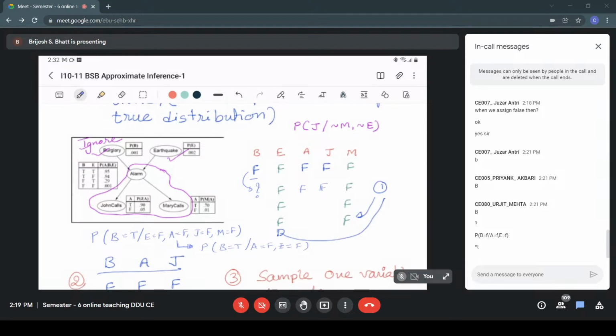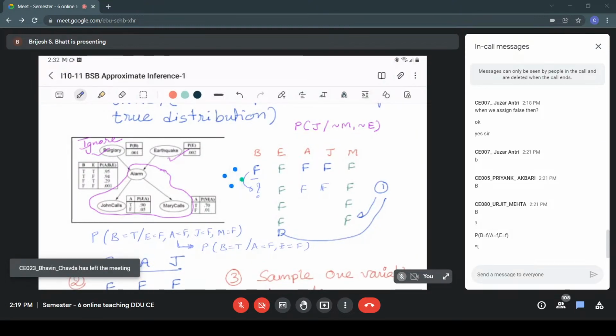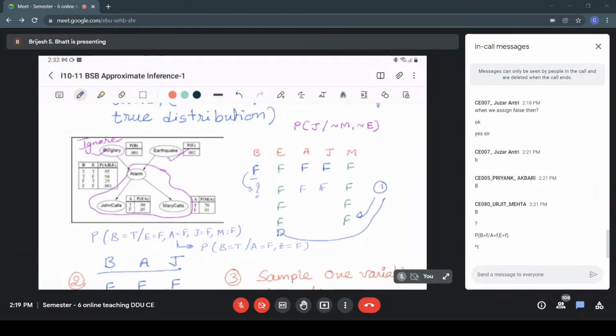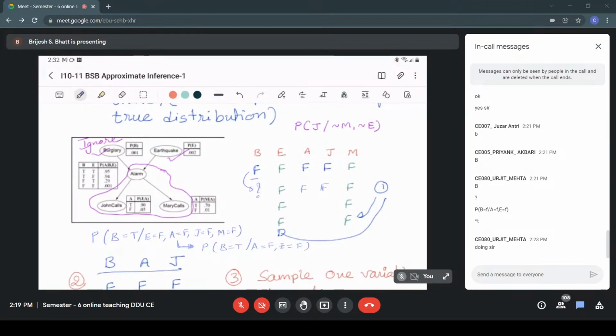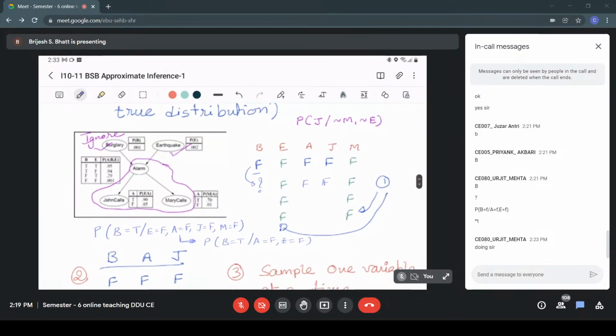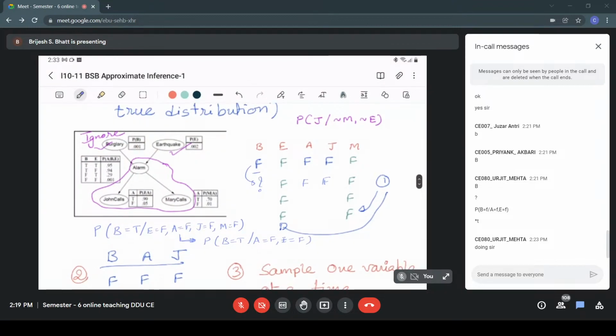I think Urjit is with me. Most of you got that idea also. So Urjit, is the final answer true? Okay, you are doing it. Okay, do it. Let's see what the answer is. So in my computation, the final answer was B remains false.